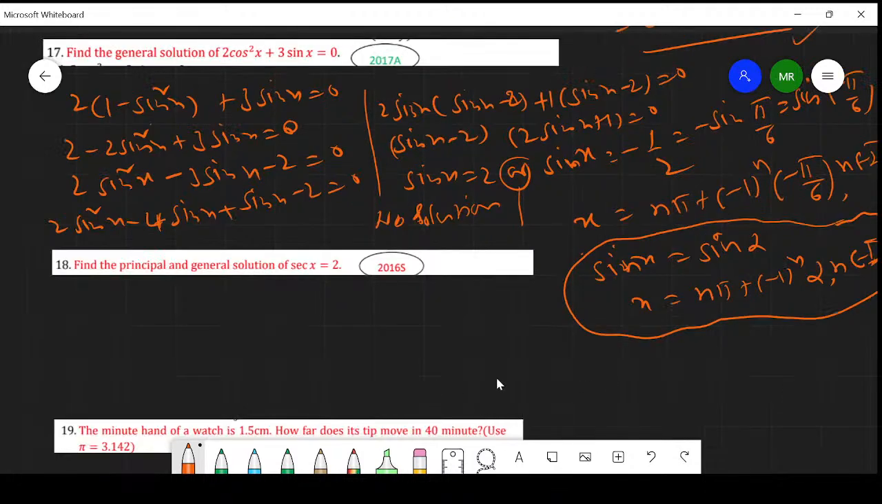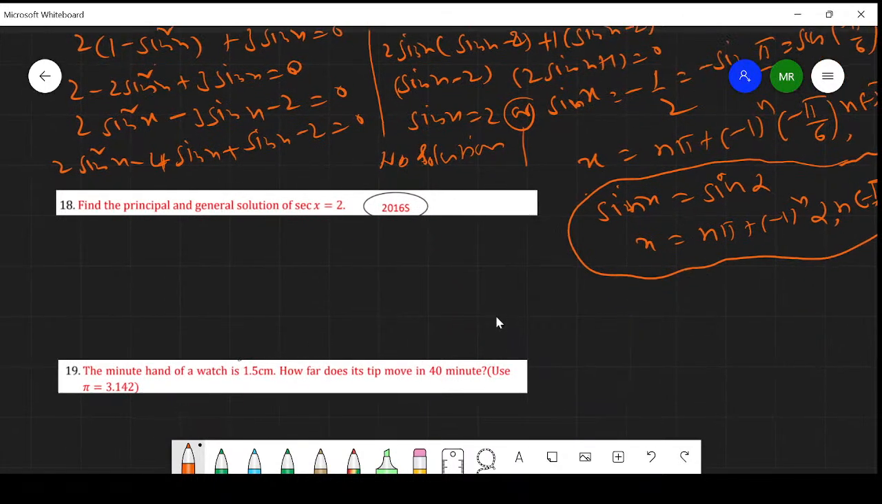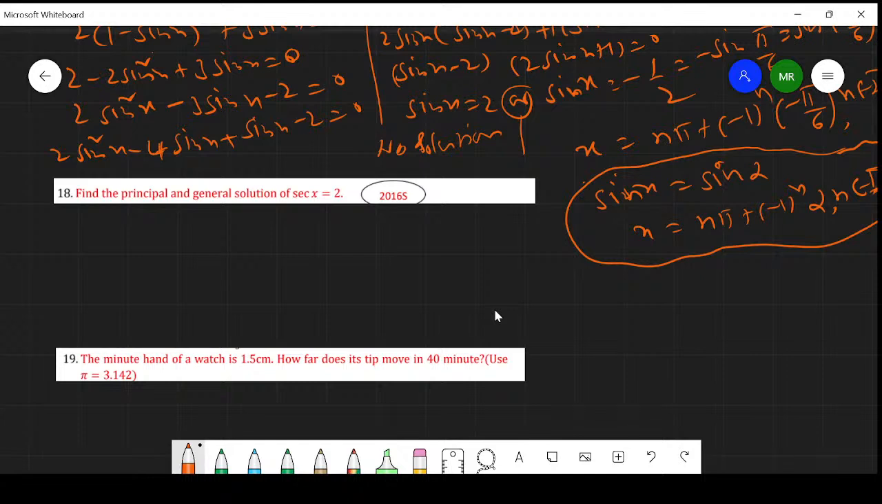Now you can see. Find the principal and general solution of secant x is equal to 2. When they are asking this, secant x is equal to 2, so cos x is equal to 1 by 2. Correct? Cos x is equal to 1 by 2, cos value positive.